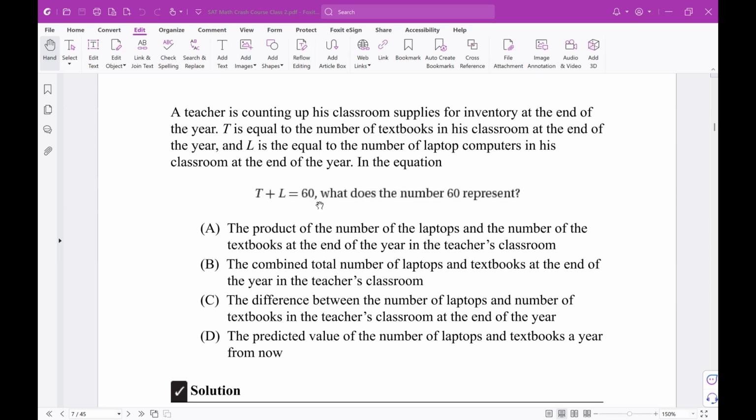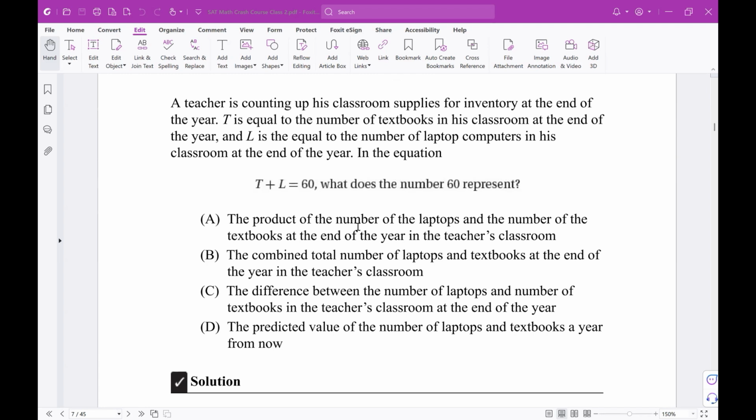Because T plus L equals 60. What does the number 60 represent? T plus L equals 60 means that the total number of textbooks in his classroom and the total number of laptop computers in his classroom at the end of the year is equal to 60.